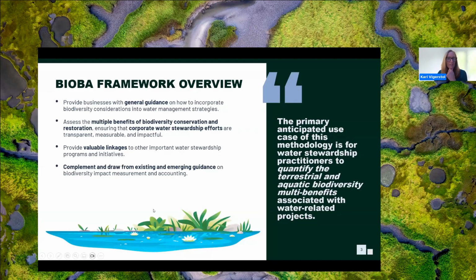And all of this is aiming to link to other really important water stewardship programs and initiatives and builds on existing and emerging guidance. There's a lot going on in this biodiversity space in corporate water stewardship. So we're working in partnership with others that are in development for impact measurement and accounting for biodiversity.